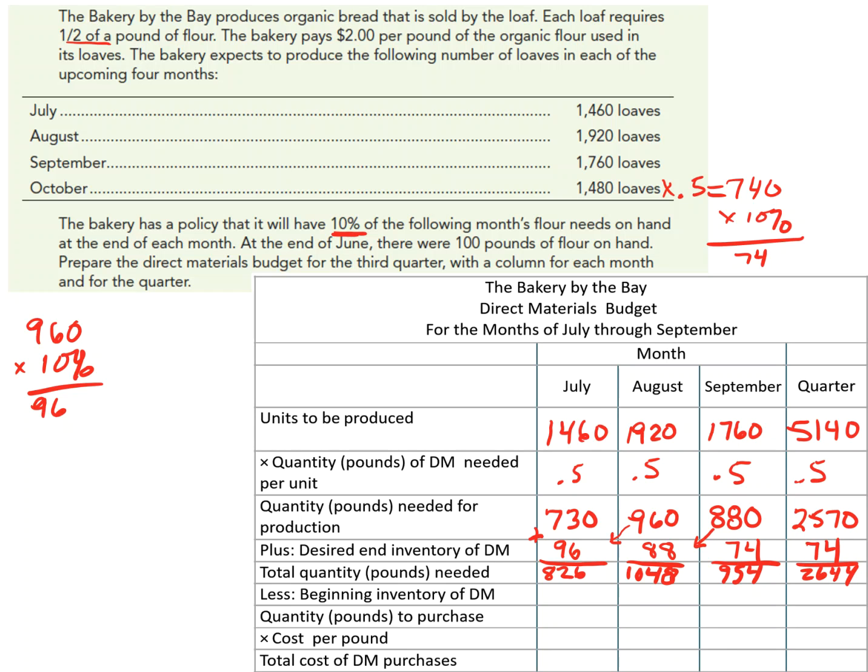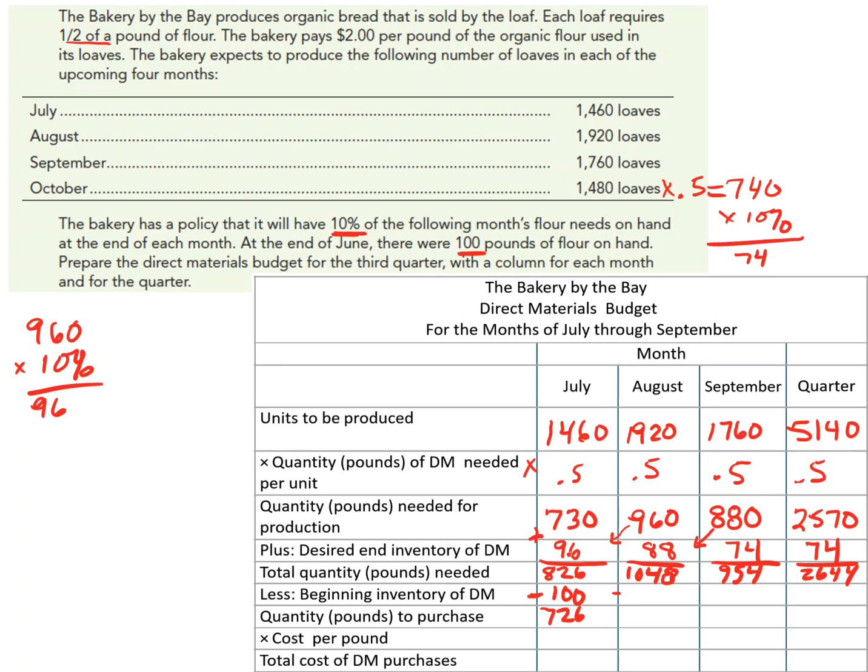Okay, we're getting close. Beginning inventory of direct materials. Well, they tell us they had 100 pounds on hand, which means that we need to purchase 726. That will be the 826 minus the 100. Let me just put a multiplies here. 726, and we'll do that for all of these now.